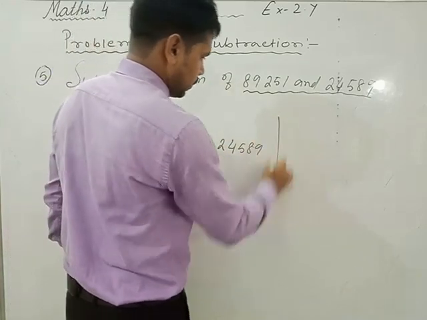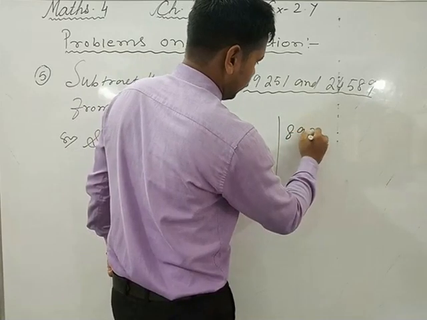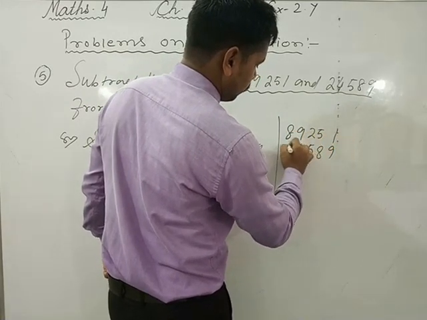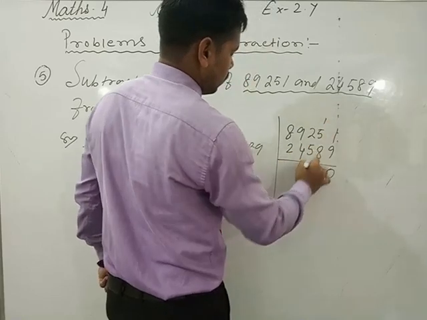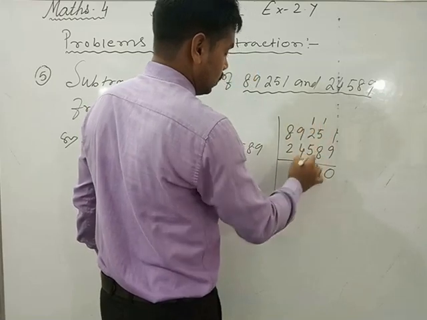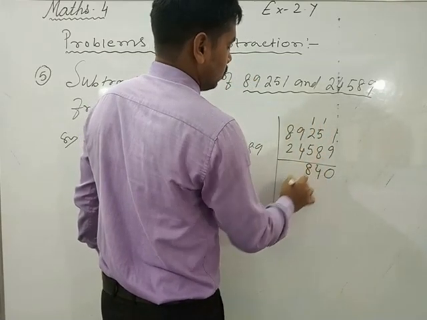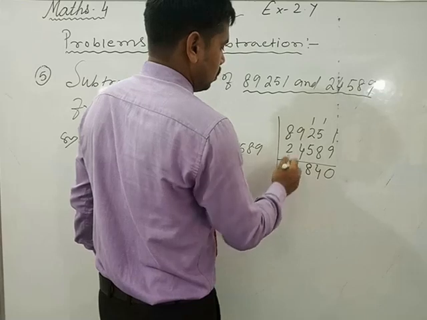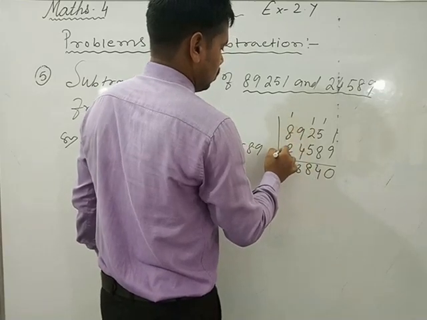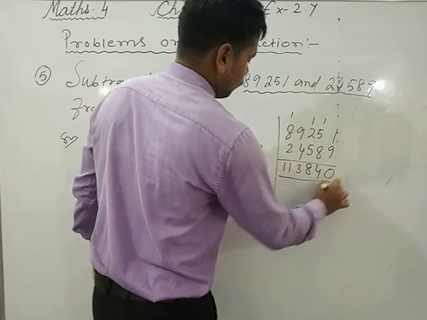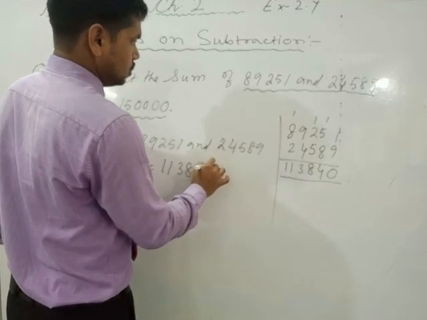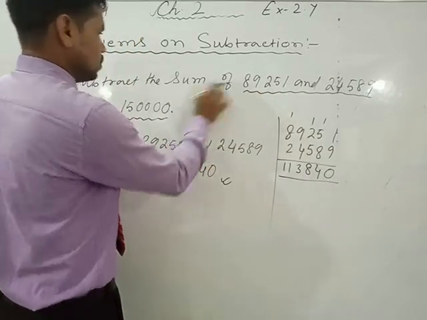you have to check here. So 89251 and 24589. So 0, 1, 14, 4, 1, 8, 8, 9, 11. So 113840. This is the sum of these two numbers.